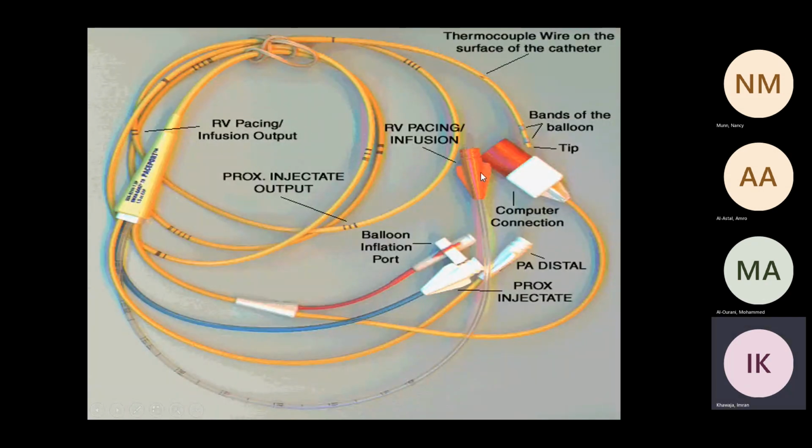And this is an extra port where you can use it for infusion. Like I said, you can put a pacer lead through this extra port. And this is where you attach it to the cardiac output computer. So this goes to the cardiac output. So that's basically the structure of this one, the Swan-Ganz.